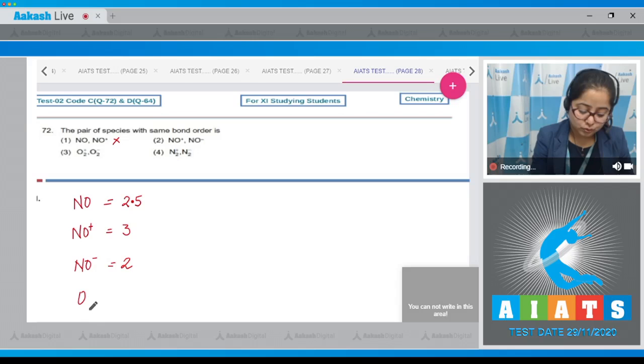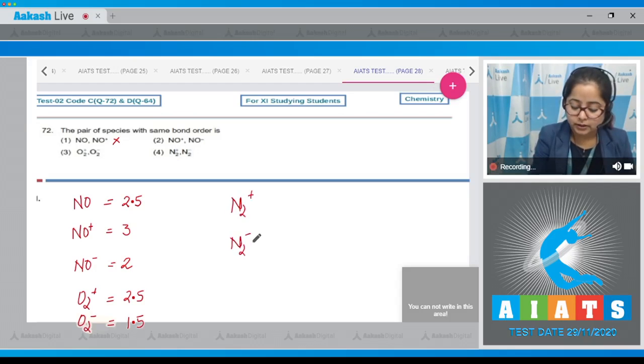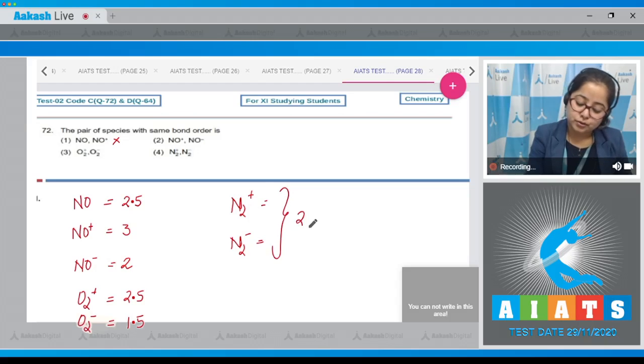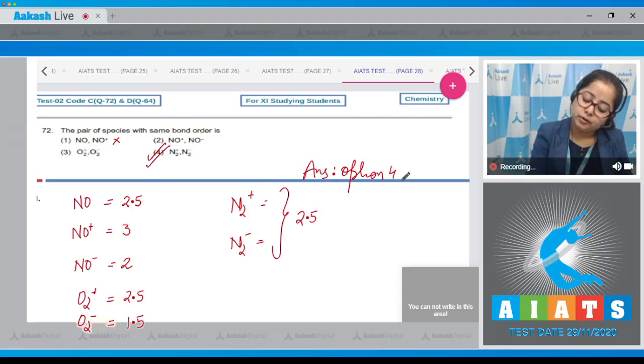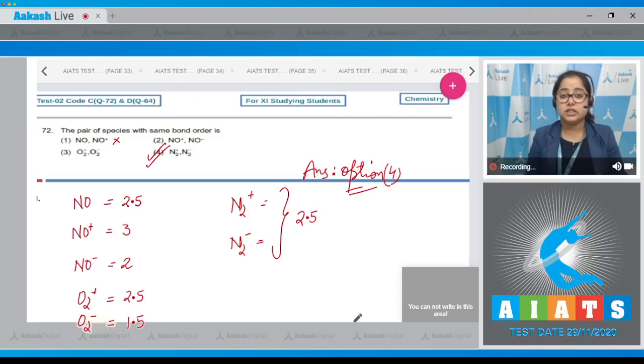Moving to next, O2 plus and O2 minus. The bond order of O2 plus is 2.5 and the bond order of O2 minus is 1.5. Moving to the last option, N2 plus, N2 minus. Both N2 plus and N2 minus have bond order 2.5. That means the correct answer is option number 4. Moving to next question, students, which is question number 73.